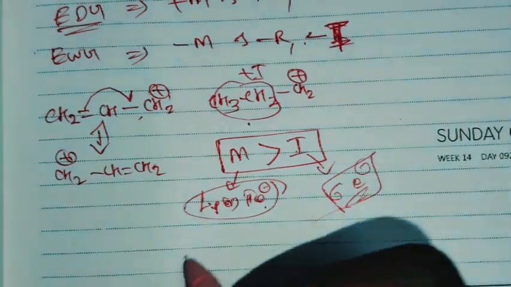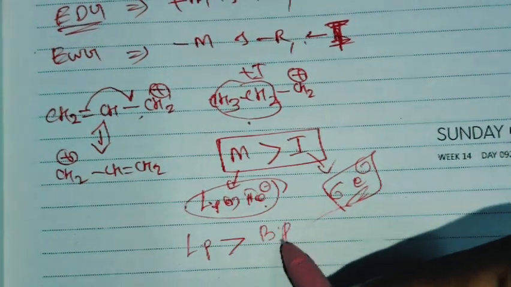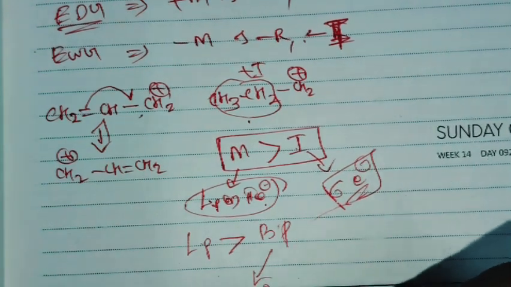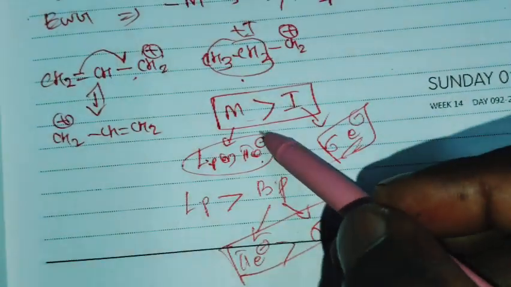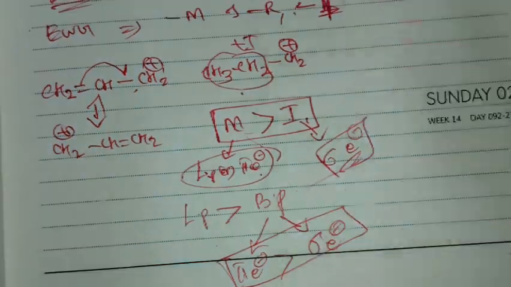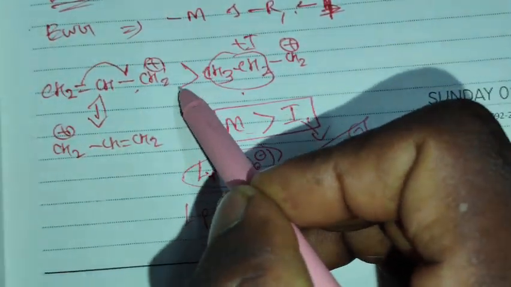The migration aptitude of a lone pair electron is greater compared to a bond pair electron. Among bond pairs, the pi electron has a greater migration aptitude compared to the sigma electron. For that reason, the M effect is always greater than the I effect. So this carbocation is more stable compared to this.